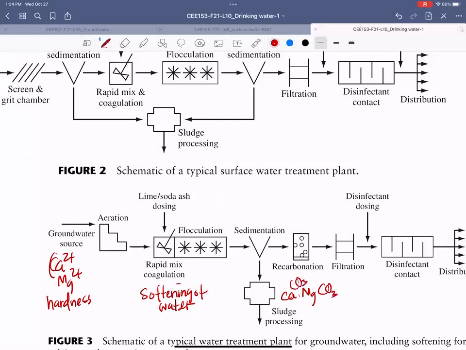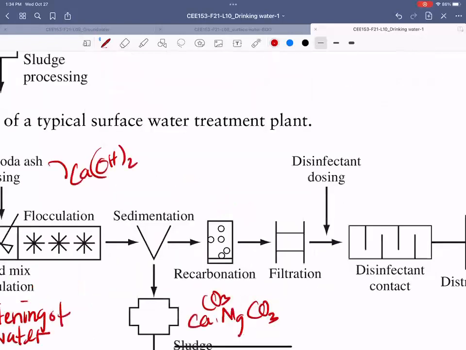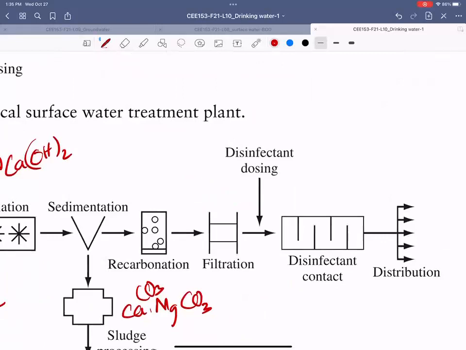Calcium carbonate, magnesium carbonate, because you are adding soda ash, which is basically calcium hydroxide, you are precipitating them as calcium or magnesium carbonate. That's something you will see in the calculations. Once you remove everything, as I said, you need some amount of hardness because it prevents the corrosion from taking place. So you have all this process. Then everything else is the same. Okay.